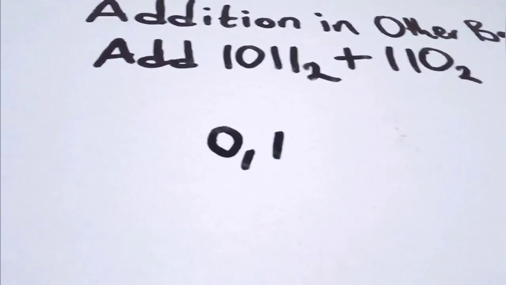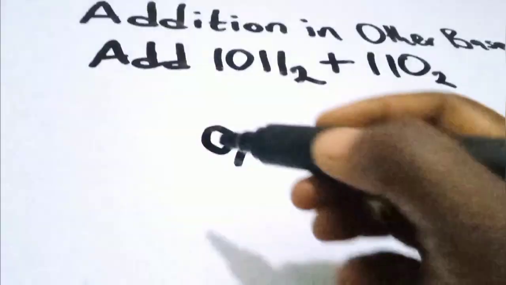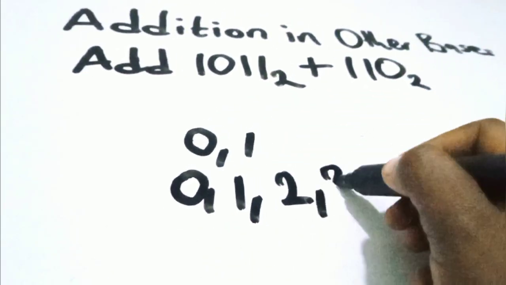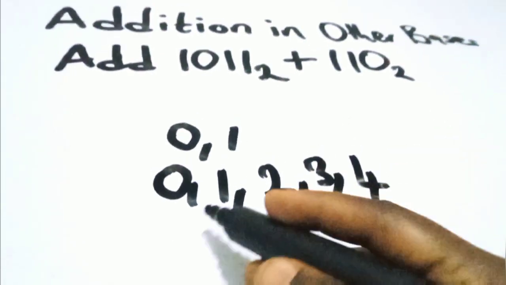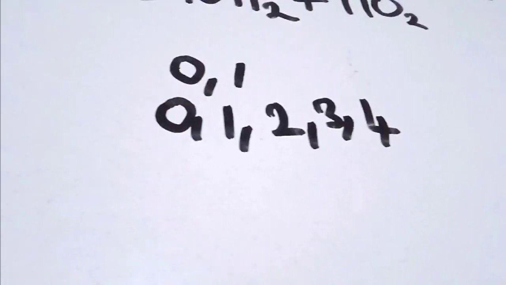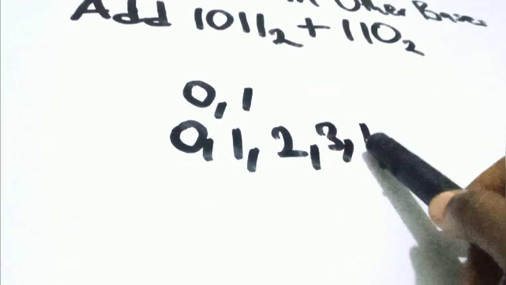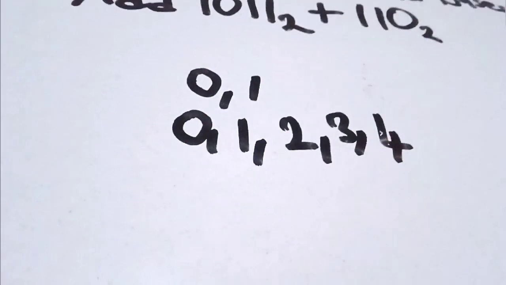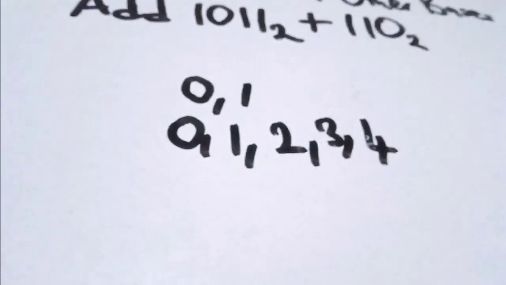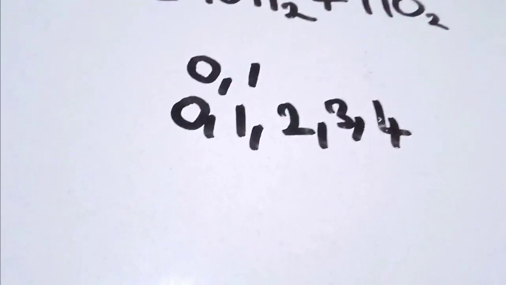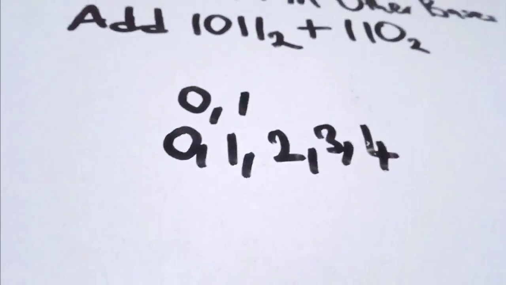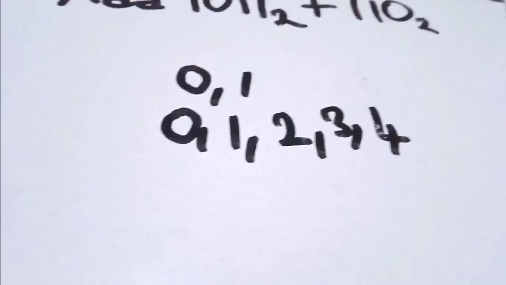If we are dealing with base 5, what are the digits that make up base 5? The digits that make up base 5 are 0, 1, 2, 3, and 4. So in each of these bases, the highest digit will always be 1 less than the base. For base 5, the digit will stop at 4. For base 8, it will stop at 7. For base 9 and 10, the digit stops at 9. That is the rule. The digits will not include the base itself.